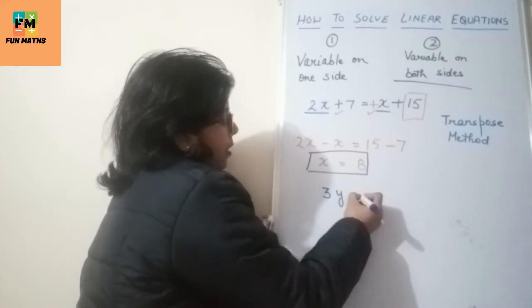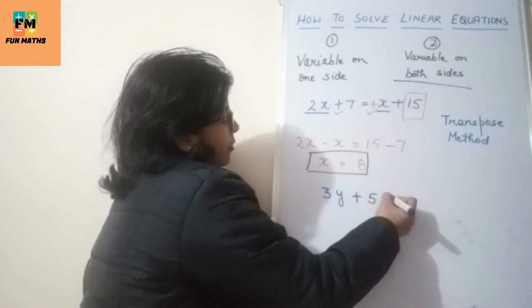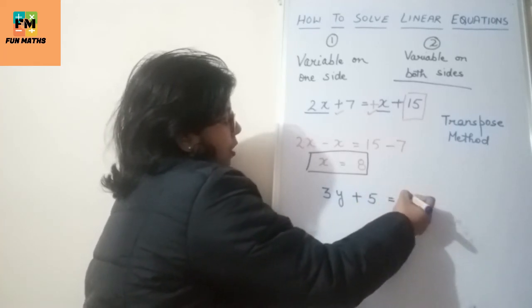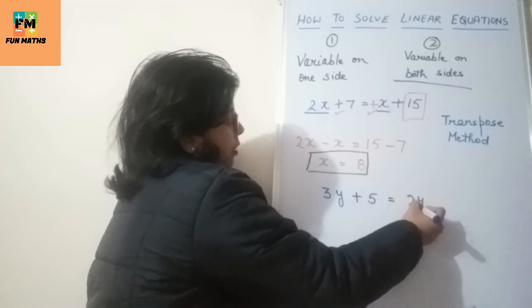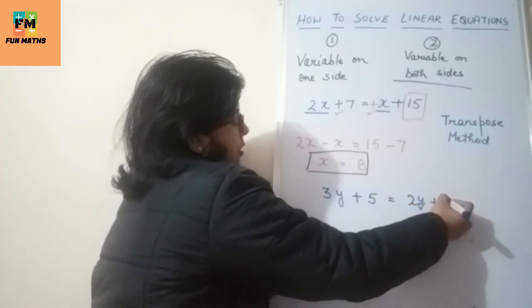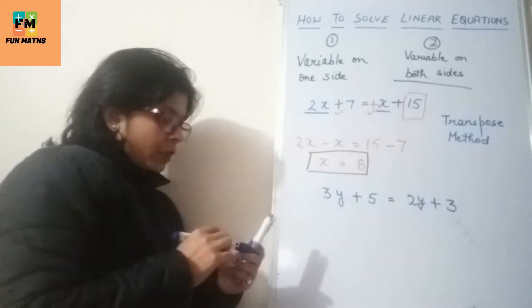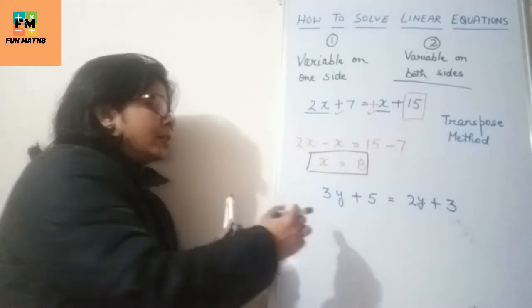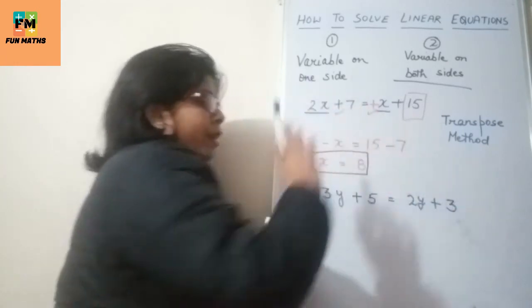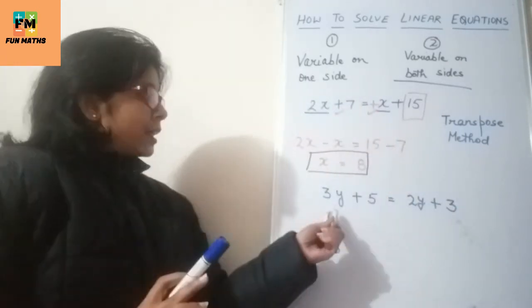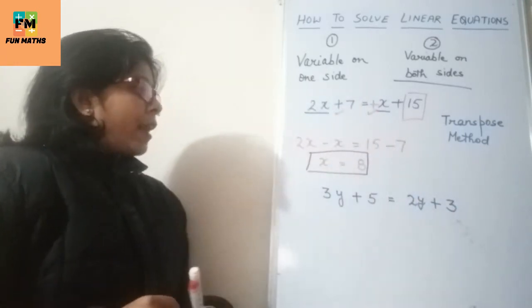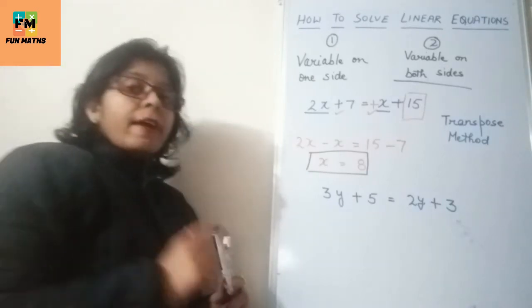3y plus 5 is equal to 2y plus 3. Right, so the equation is 3y plus 5 is equal to 2y plus 3. Here, as we can see, the variable is y. We have to find the value of this y.